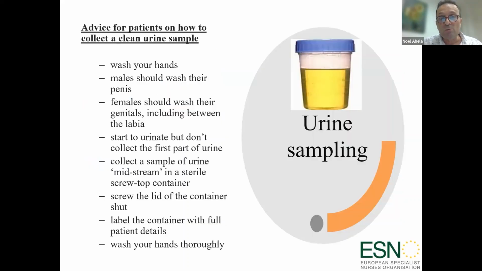Now, what is the advice for patients if they're going to collect a clean urine sample for culture and sensitivity? First of all, hand hygiene. If they are males, they have to wash their penis. If they are females, they have to wash their genitals, including between the labia, to make sure that there is no contamination. They have to start to urinate, and what's important, they don't collect the first part, but they collect the mid part. That's why it's called midstream. Screw the lid of the container shut, label the container with full patient details, very important that we check that he's the right patient, and then we end up with hand hygiene.